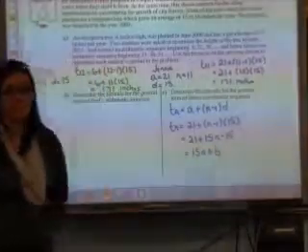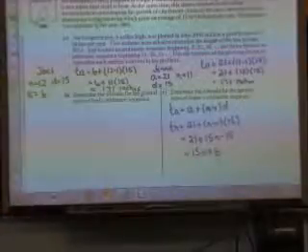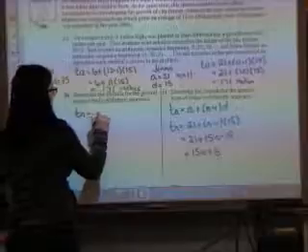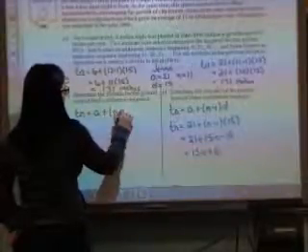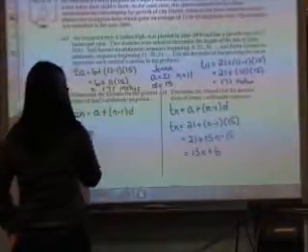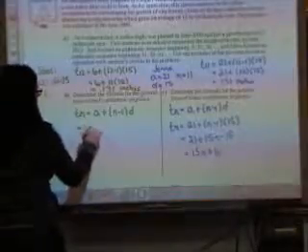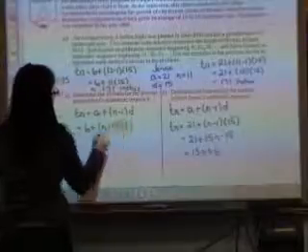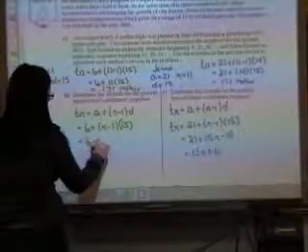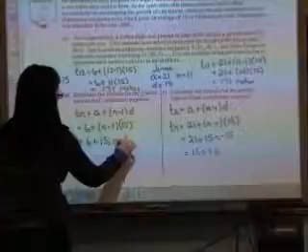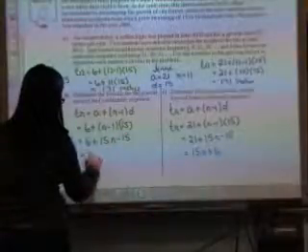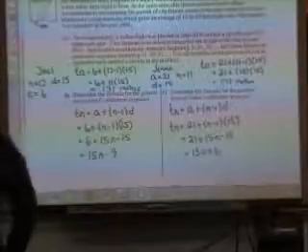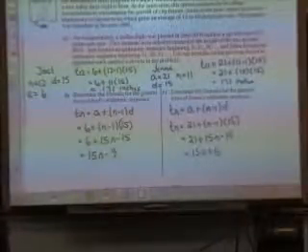If I do the same thing with Joel, using the values for his variables, a is 6, d is still 15, so I get 6 plus n minus 1 times 15. So Joel's general formula is 15n minus 9.